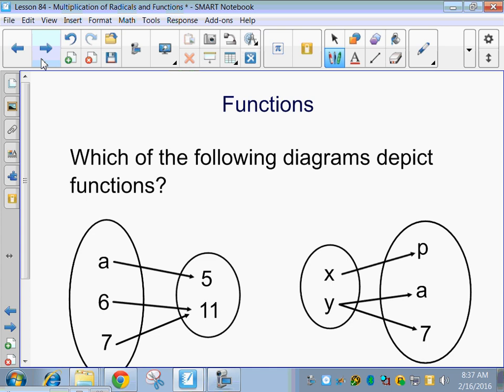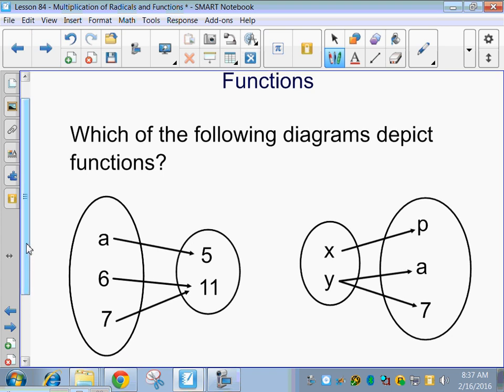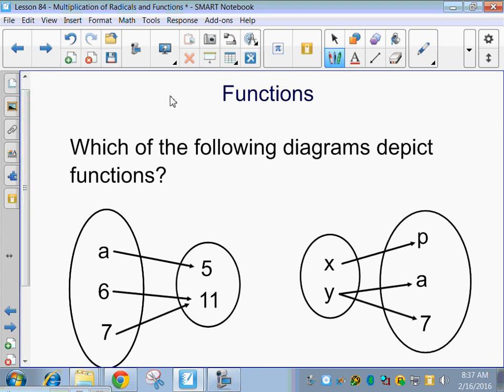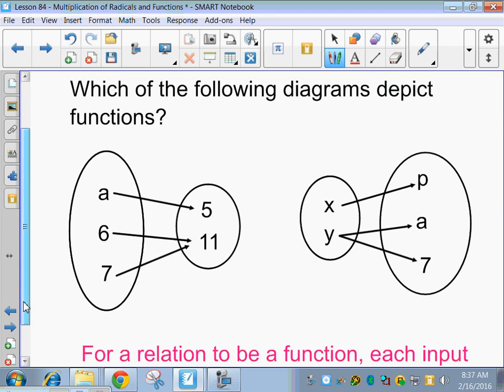All right, now let's talk about functions. Which of the following diagrams depict functions? All right, first of all, everything is a relation, or almost everything. But we really want to know, is it a function? So go ahead and draw these pictures here.